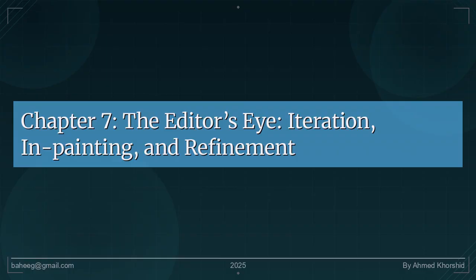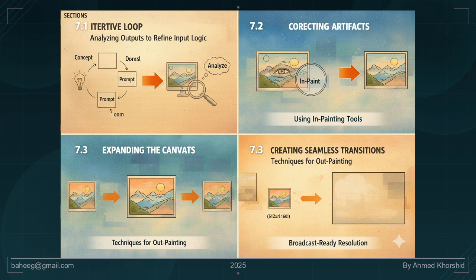Chapter 7, The Editor's Eye: Iteration, Inpainting, and Refinement. Section 7.1, The Iterative Loop: Analyzing Outputs to Refine Input Logic. Section 7.2, Correcting Specific Artifacts Using Localized Inpainting Tools. Section 7.3, Expanding the Canvas: Techniques for Seamless Outpainting. Section 7.4, Upscaling Workflows for Broadcast-Ready Resolution.